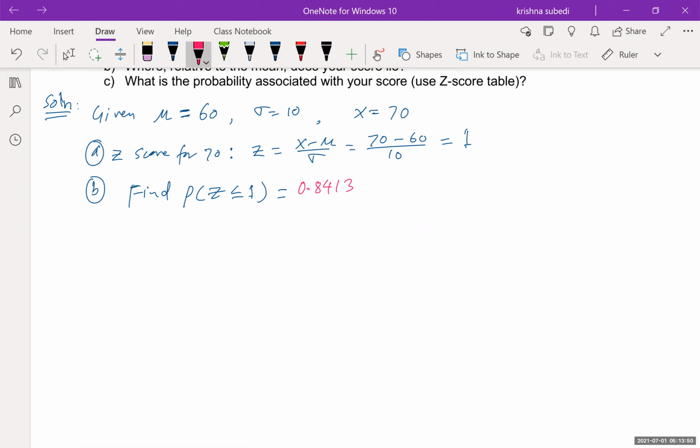What does that mean? So this means you are at the 84.13 percentile.